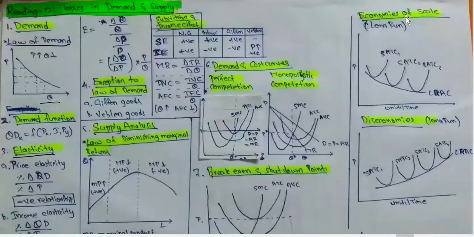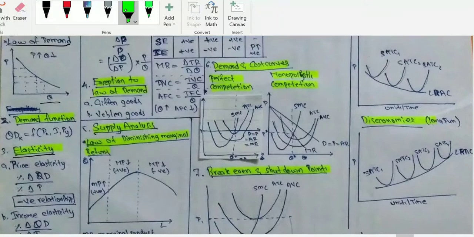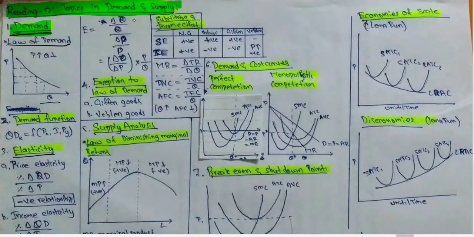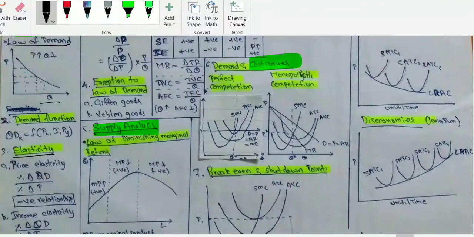In this video, we are going to cover topics in demand and supply, that is reading 12 of the CFA Level 1 curriculum. The chapter is mainly divided into three aspects: demand, supply, as well as the cost curves. So let's discuss demand and its aspects.